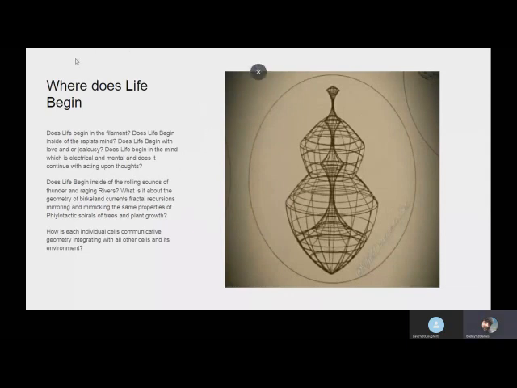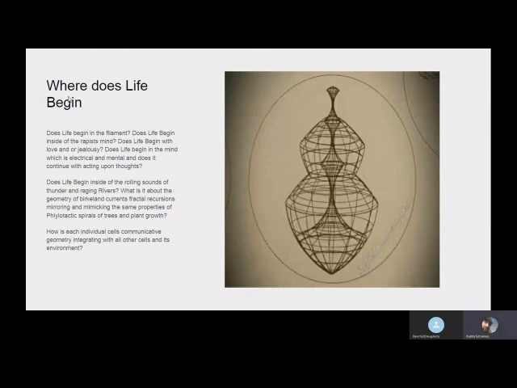So, where does life begin? Does life begin in the filament? Does life begin inside the mind of a rapist because he wants to have a baby and therefore he concedes with the notion and goes for it? Does life begin in the mind, which is electrical and mental, and does it continue with acting upon things or thoughts? Does life begin inside of the rolling sounds of thunder and raging rivers?